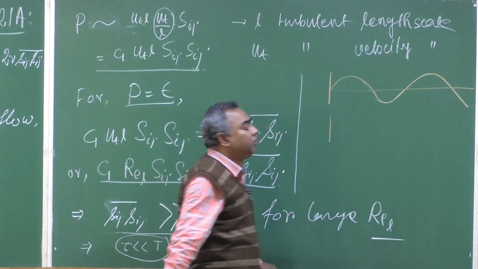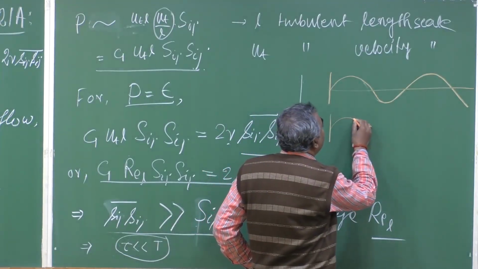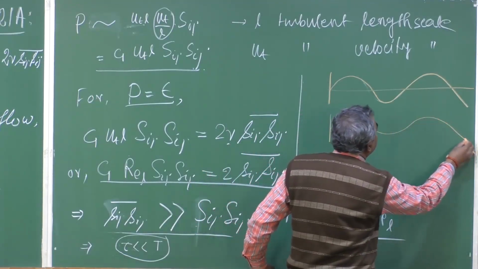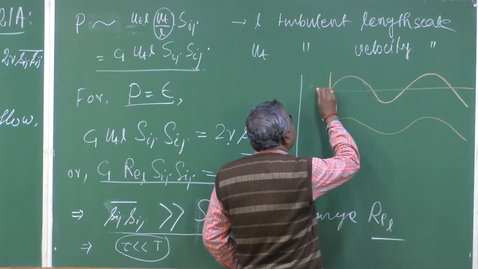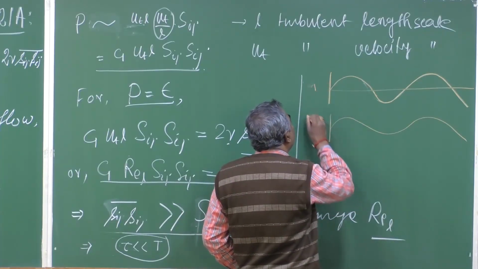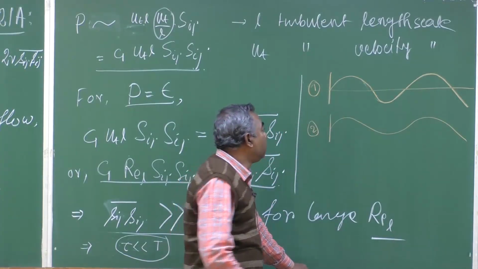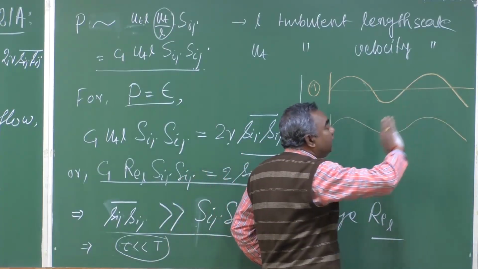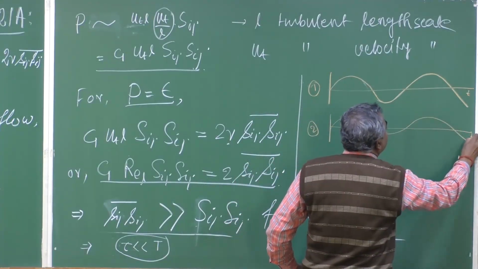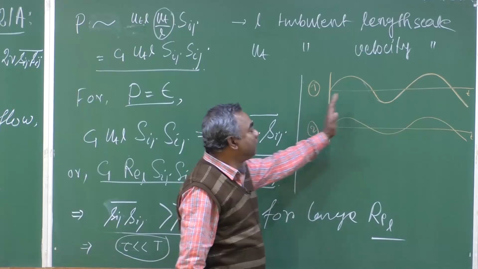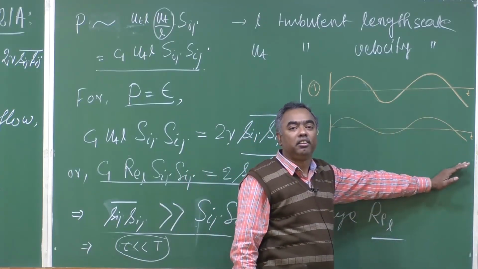And suppose we have another time series signal of similar shape. Let us say this is time series signal 1, this is time series signal 2, and the correlation between 1 and 2 is going to be high. Why? Because if you see, their frequency is almost the same. So, if this is time, you see their frequency is matching.